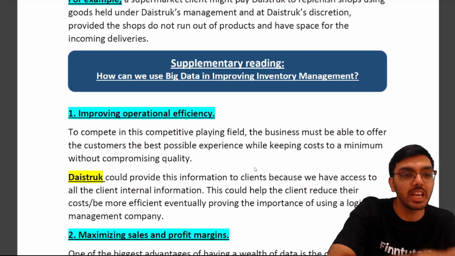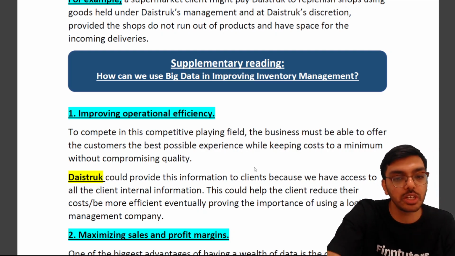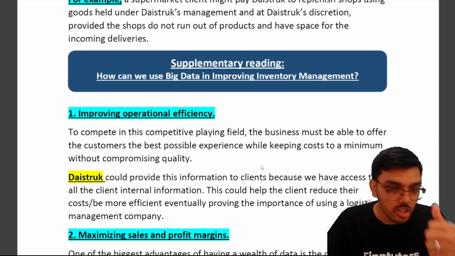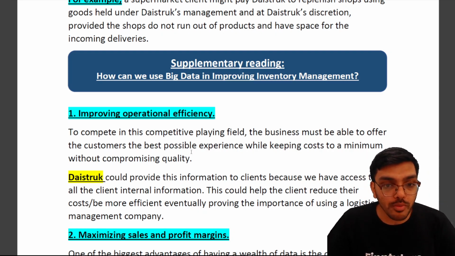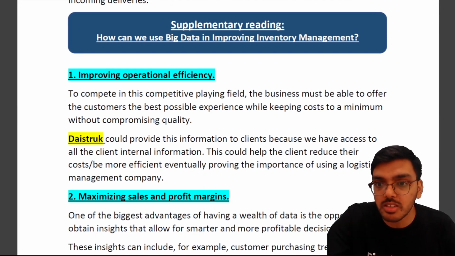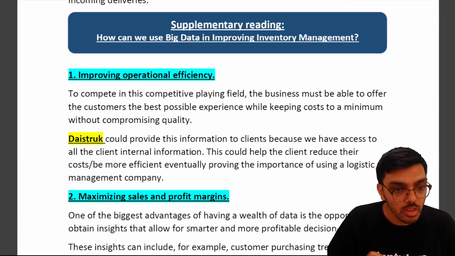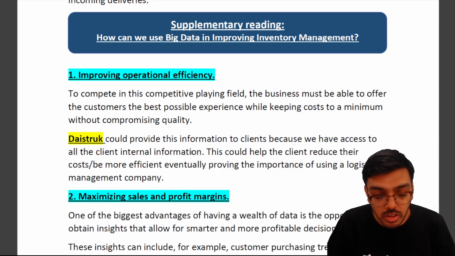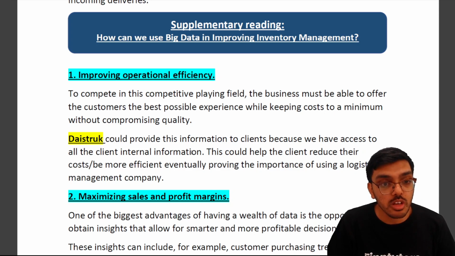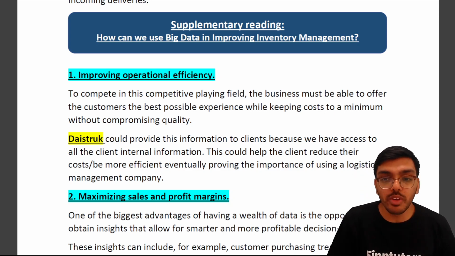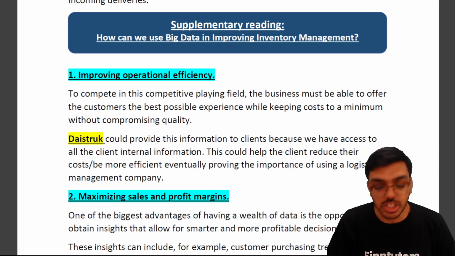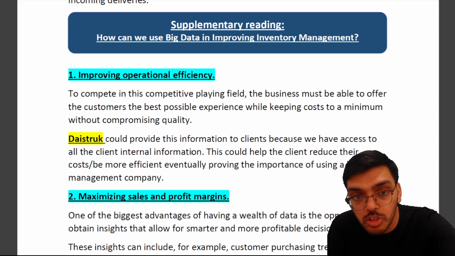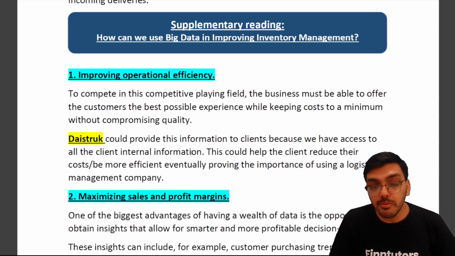So if we use data, we can improve operational efficiency. To compete in this competitive market where margins are going to be tight, we spoke about this, the business must be able to offer customers a very good experience while keeping costs minimum. So Daistruk could provide this information to clients because we have access to all client information. So this could help the client reduce their costs, be more efficient, eventually proving the importance of using a logistics management company. So operational efficiency can be made better use of if we use data.